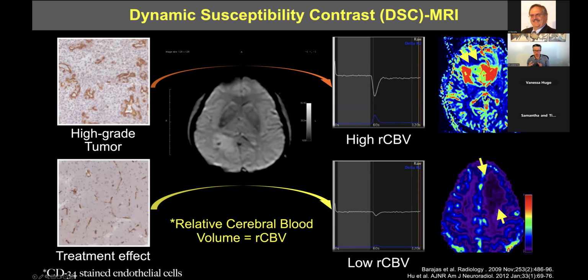So it's this difference in microvessel volume that we exploit on a clinical basis to try to give us more specific information and to improve the diagnostic accuracy of otherwise non-specific enhancing lesions. So in theory, this should all be very straightforward. If a lesion that's enhancing has high RCBV, then it's tumor. If it has low RCBV, then it's post-treatment effect.